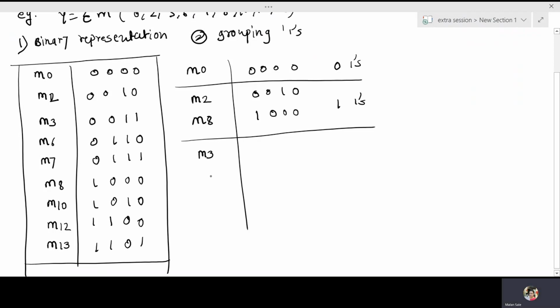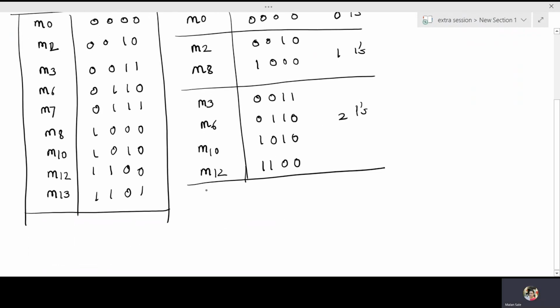M3, M6, M10 and M12 with the binary representation 0011, 0110, 1010 and 1100. Then the next group with M7 and M13, 0111 and 1101, has three ones.